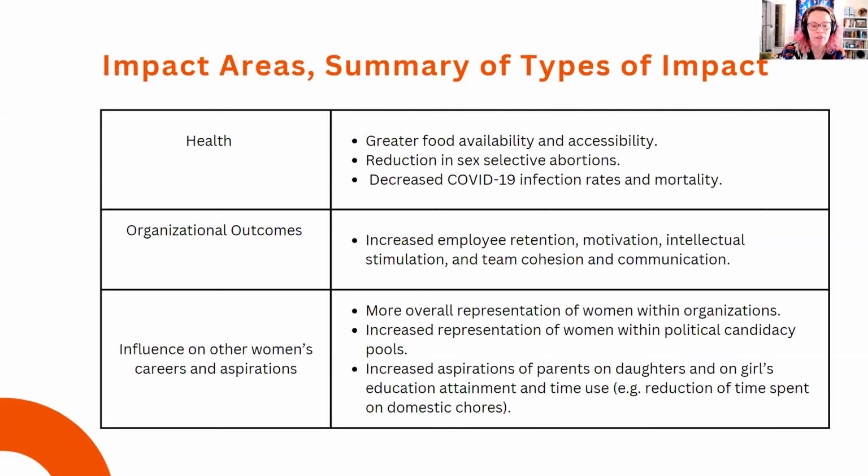And so that can mean having more overall representation of women within these organizations, also having increased representation of women with political candidacy, and increased aspirations of parents on daughters and on girls' educational attainment, as well as their use of time. So that's really aspirations around young girls reducing their time spent on domestic chores and increasing time spent on other things. And so you can see that across this literature review, we were really looking at all of these different types of impacts and then able to categorize them in these different ways.